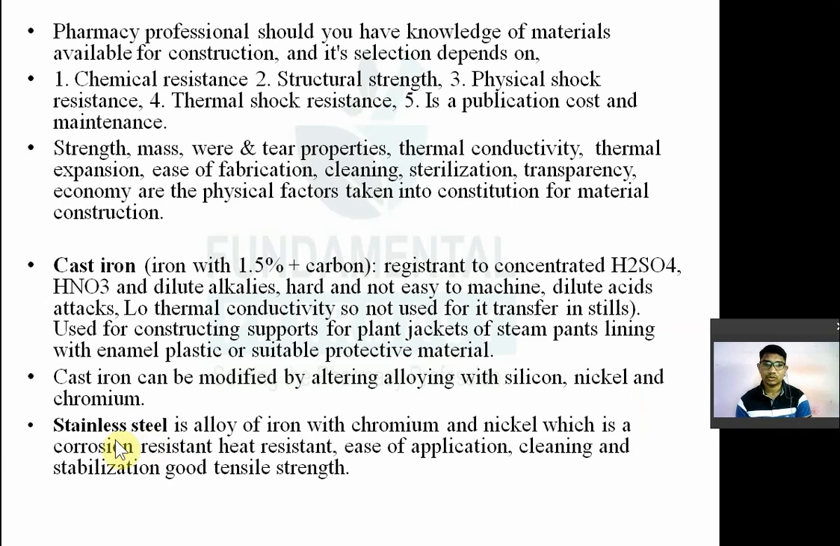Then next one is stainless steel. It is an alloy of iron plus other material like silicon, nickel, chromium. It is an alloy of iron with chromium and nickel. ये chromium, nickel, iron इसके साथ तीनों को बोलता है stainless steel. It is corrosion resistant, heat resistant, easy for application. Cleaning and sterilization are also easy. It also has a good tensile strength. So that's why most of the equipment used in the industry is made of stainless steel.